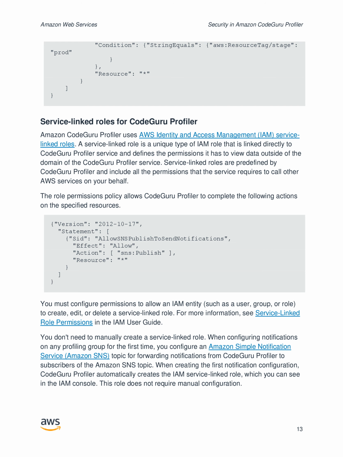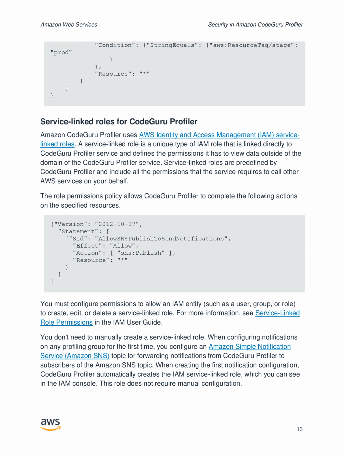Version: 2012-10-17. Statement. SID: allows publish to send notifications. Effect: Allow. Action: SNS:Publish. Resource. You must configure permissions to allow an IAM entity, such as a user, group, or role, to create, edit, or delete a service-linked role. For more information, see Service-Linked Role Permissions in the IAM User Guide.